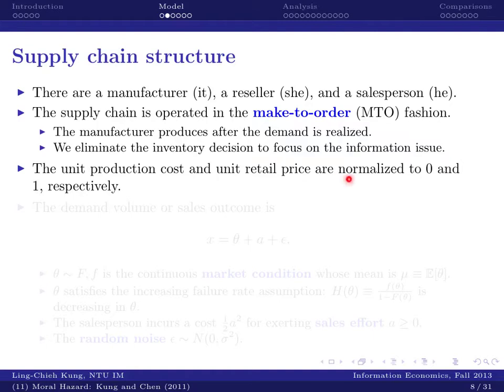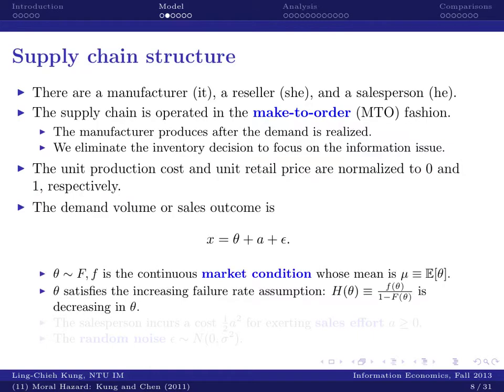We are going to normalize the unit production cost and the unit retail price to 0 and 1. That will not create any problem for us. We're going to assume that the demand volume and sales outcome are identical, because there's no information problem and no inventory issue. So the sales outcome would be X, and we assume that it satisfies this additive form, theta plus A plus epsilon. So let's see what this is.